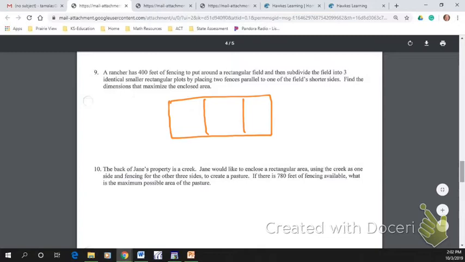Okay, so you have 400 feet of fencing to build this corral with, with little sorting pens in it. So yesterday, do you remember what we said the rule would have to be, to get the maximum area? You could do 100, 100, and then 50, 50, 50.